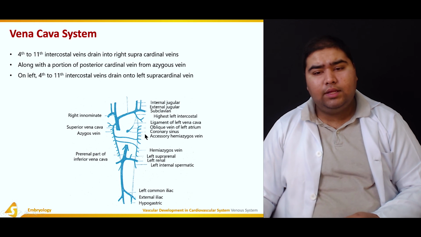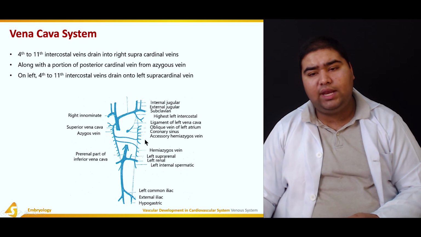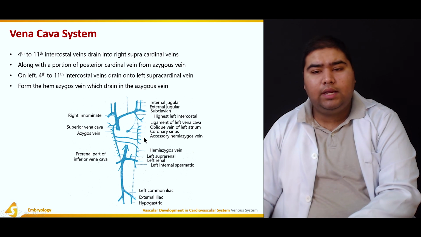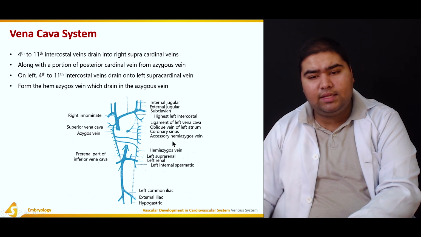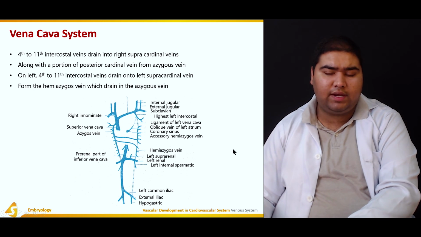On the left, the 4th to 11th intercostal veins drain into the left supracardinal veins. Now they form the hemiazygous vein. This is the hemiazygous vein, which finally drains into the azygous vein, and then finally into the superior vena cava.